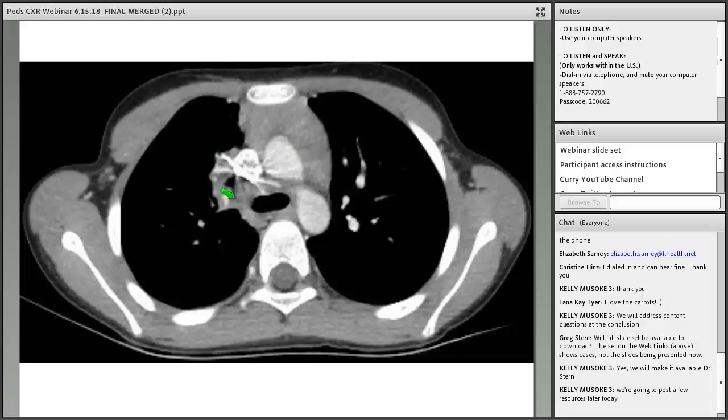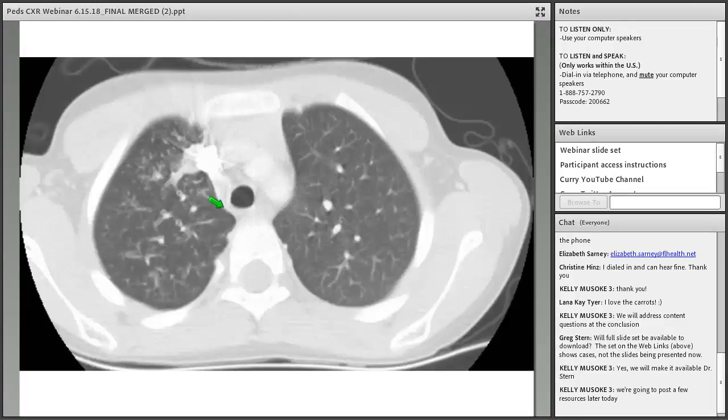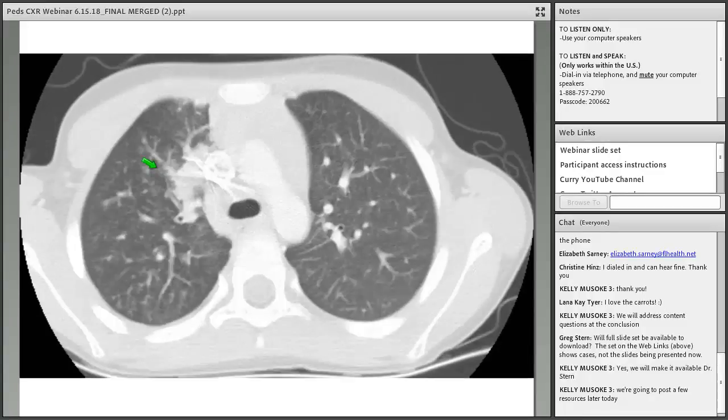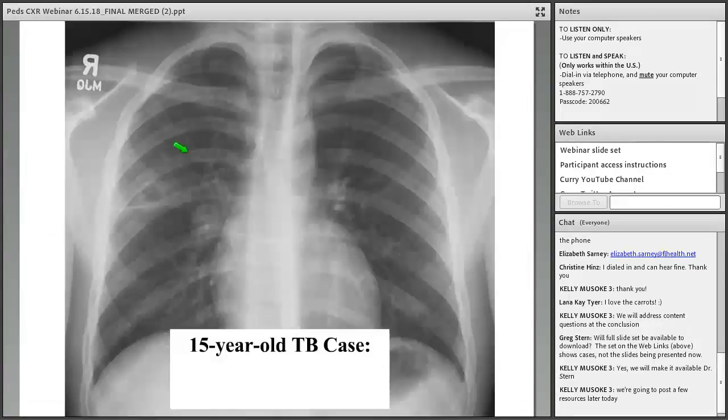Here's the region of the right hilum, and you can see that it's quite irregular. There's some adenopathy in the right hilum. Further down, you can see additional adenopathy in the right hilum. And in the lung window, you can see the patient has a small nodule in the right upper lobe. Further down, you can see some consolidation in the anterior right upper lobe.